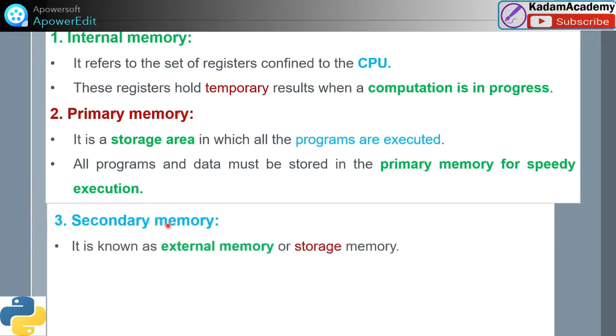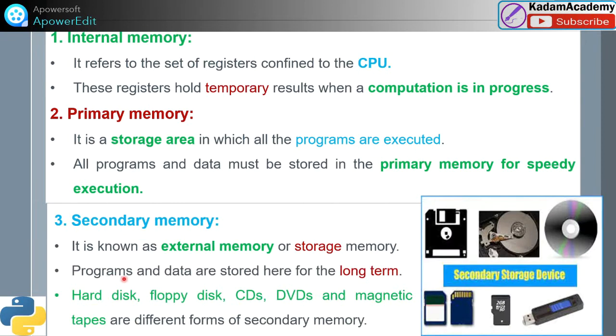And what is secondary memory? It is also known as external memory or storage memory. Programs and data are stored here for the long term. Hard disk, floppy disk, CDs, DVDs, and magnetic tapes are different forms of secondary memory. You can see the pictures of these secondary storage devices.